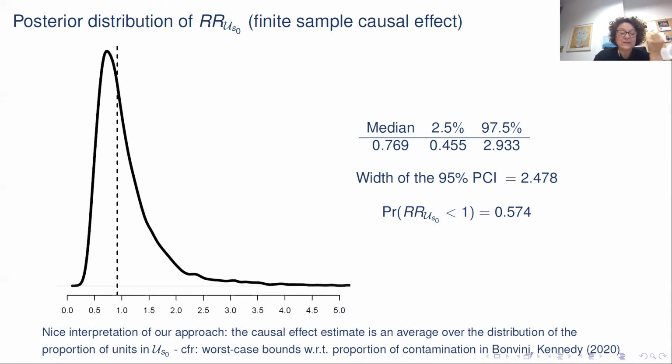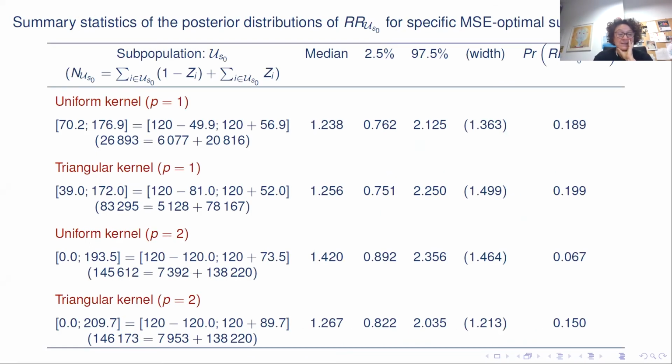which can be viewed as an average over the distribution of the proportion of units belonging to this subpopulation. And in a way, this kind of idea has also been used in other observational settings. This is just as a contrast.